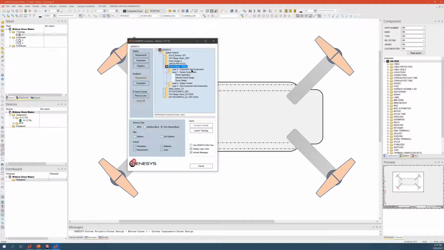We're only concerned about what is exposed to us, the system model that's exposing the context. In this case, I'm looking at the drone design. There are some options we can select to understand what we want to import, and we will just go ahead and load that into our project. When we click load, we are digitally bridging the gap between GENESYS and E3 series and bringing that information across to the topology.